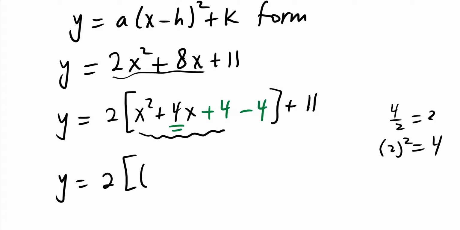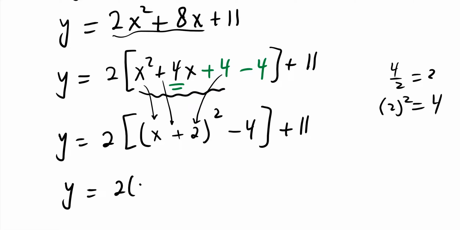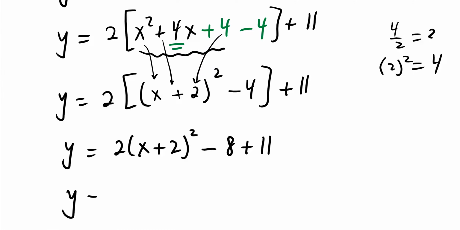This is where we complete the square. We take the first 3 terms, rewrite as something squared. That would be x plus a number you square to get 4, which is 2. And then minus 4 plus 11. Then multiply the 2 in. 2 times (x plus 2) squared minus 8 plus 11. So that gives us y equals 2 times (x plus 2) squared plus 3. So by rewriting in this form, I can get everything I need.